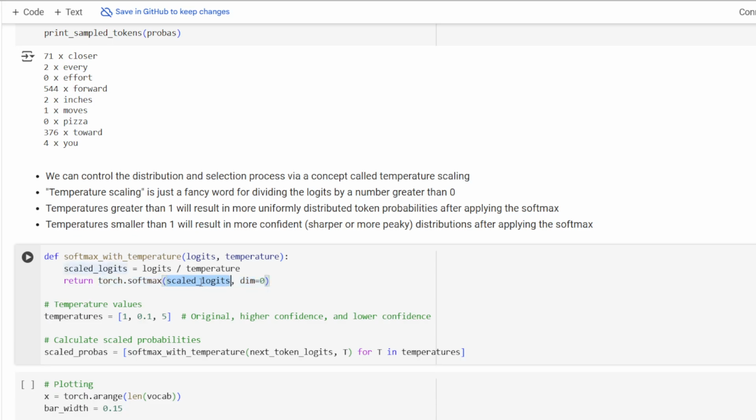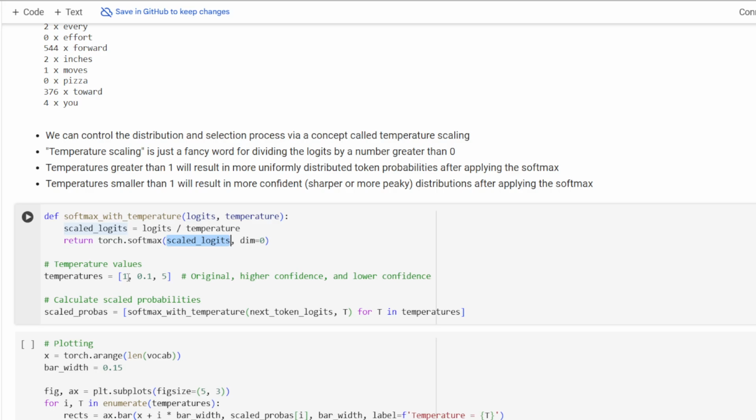We are applying them on our scaled logits. Easy. So now we are going to test three. You can test as many as you want. I'm just testing three: 1, 0.1, and 5. So this being 1, we expect it to just return as if we're running argmax.